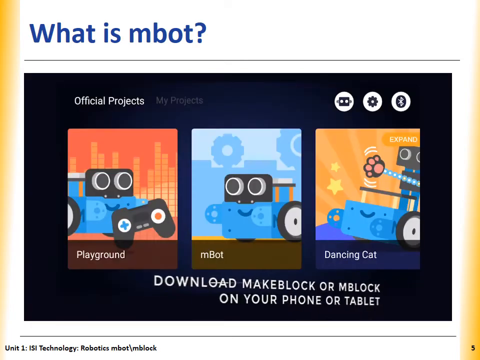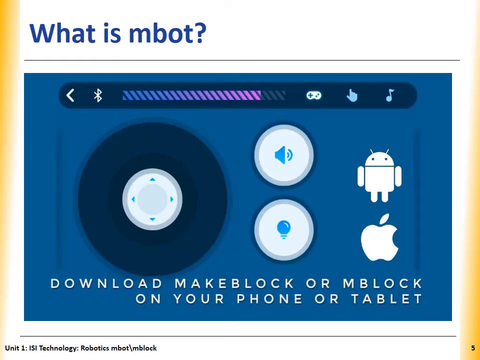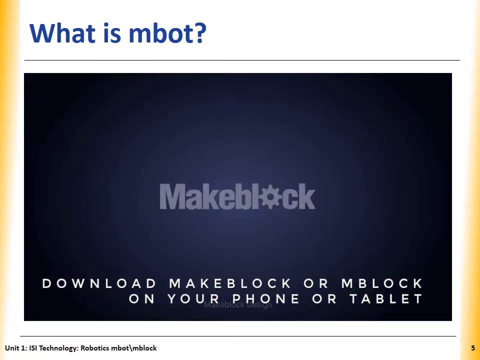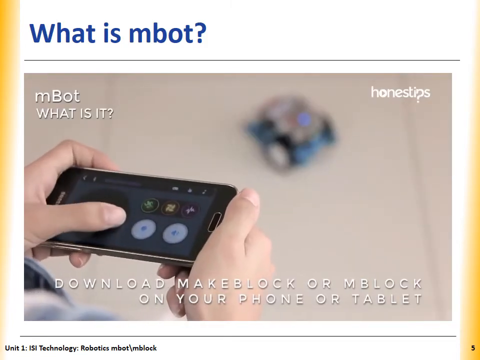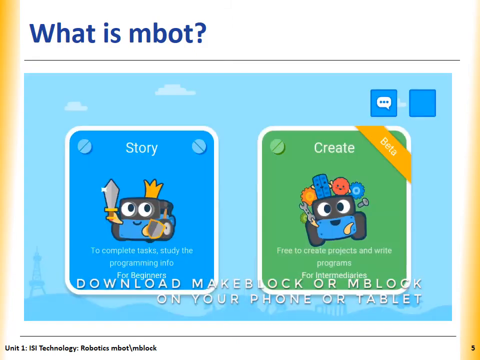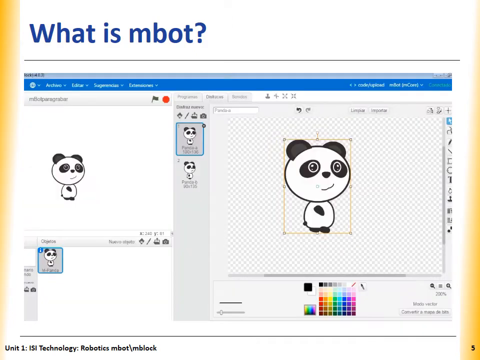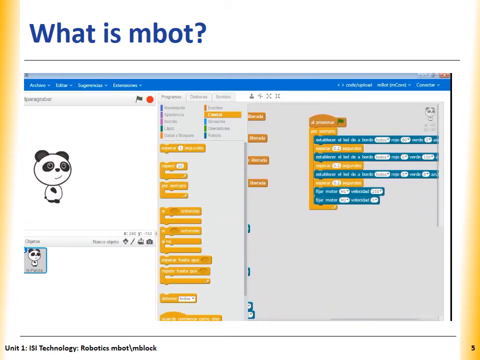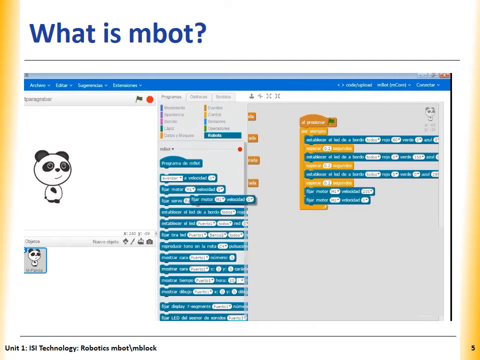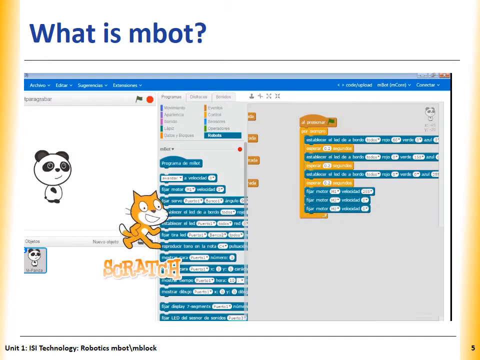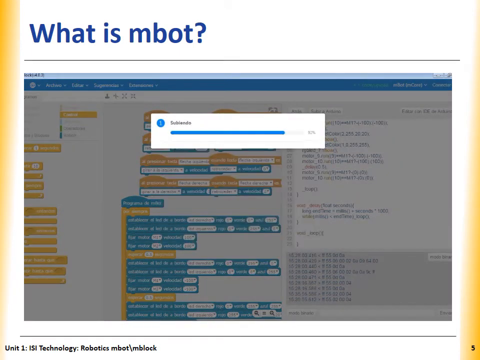You can also download Android and iOS apps on your phone or tablet. mBlock allows you to drive it freely. And mBlock lets you program it through a graphical interface of drag and drop blocks. If you want to dive deep into programming, you can download mBlock on your PC or Mac. It is a graphical tool based on Scratch that allows you to program with Arduino C language.